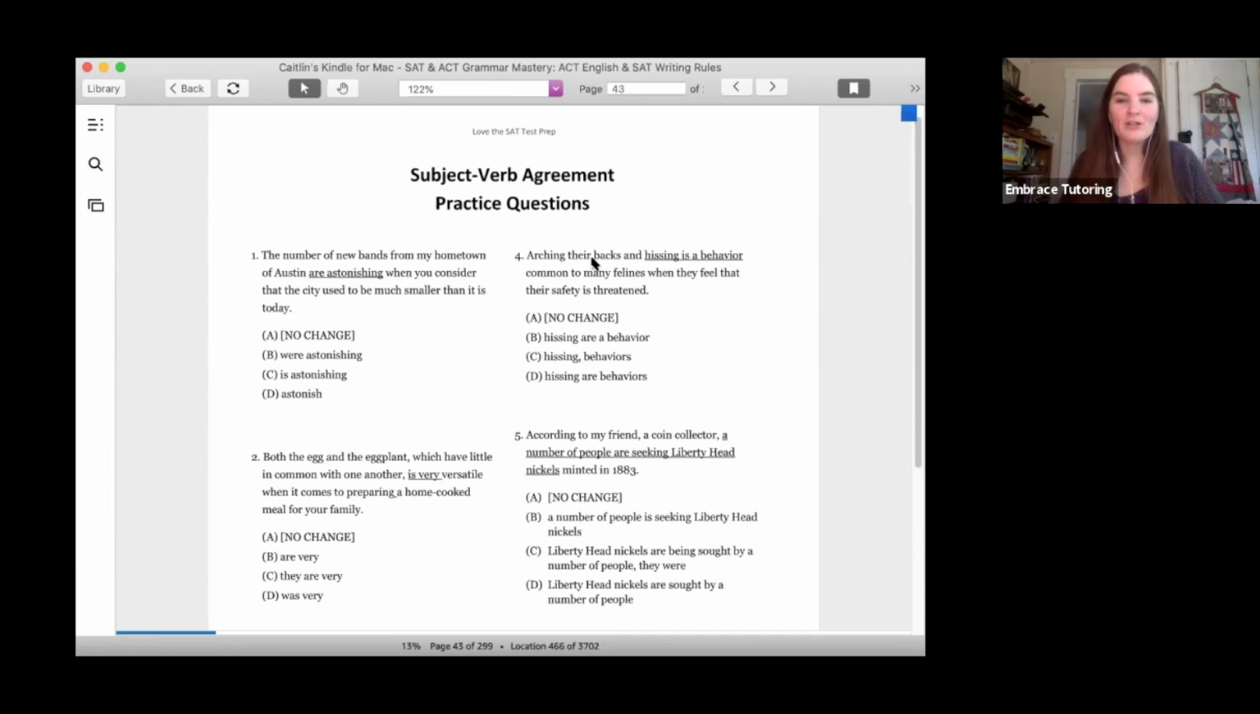So arching their backs and hissing are behaviors common to many felines when they feel that their safety is threatened. That is answer choice D. So answer choice D is actually the correct answer. Answer choice A is not, because we have a singular verb form, is, which is incorrect. And then we also have a singular behavior when we're actually dealing with two different behaviors. Okay. Does that make sense to everyone?